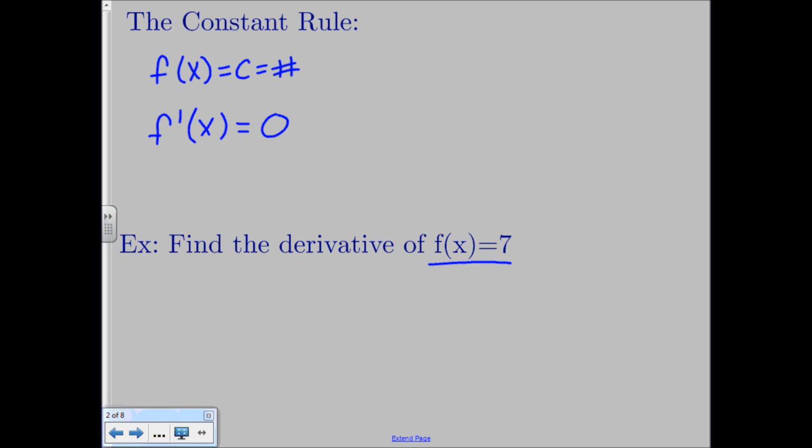You can think of it this way: the derivative is a rate of change. If your function is just always one number, you're never changing anything, so your rate of change is 0. That means your derivative is 0. Okay, so let's find the derivative of f of x equaling 7. Using the constant rule, we know that the derivative of a constant is always 0. It can be 7, it could be a million, a trillion, 999 billion, whatever you want. It could be a really big number, a really small number, a negative number, a fraction, anything like that. The derivative of a constant is always 0. So that's really important to remember.